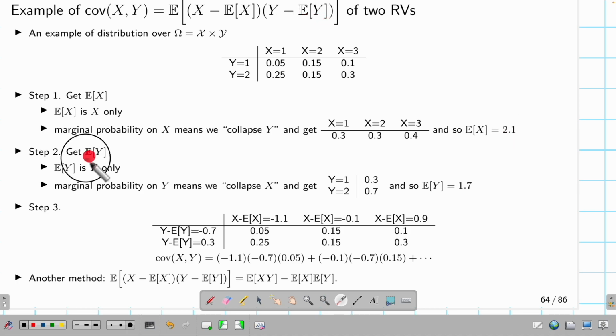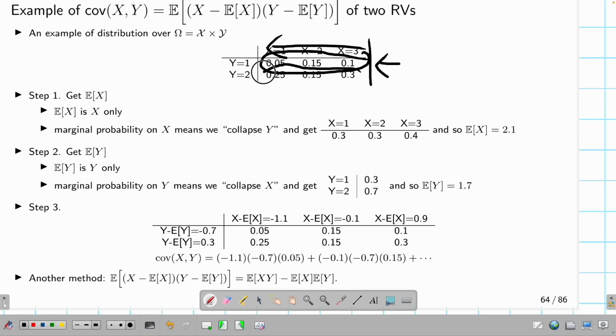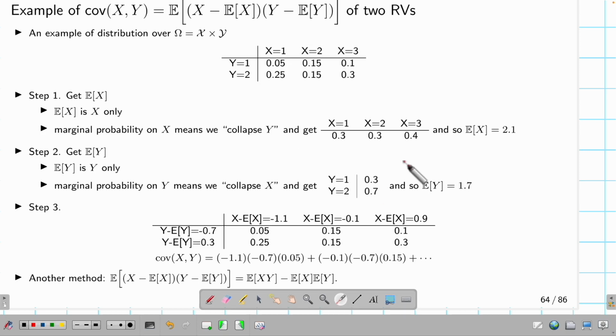Now we need to find this guy. This guy is y only. That means we need the marginal probability of y. We get the marginal probability of y from this table by compressing along the x direction. That means you can imagine I press this table towards this side. That means I sum all these numbers together, I sum all these numbers together. It gives me this table. So in this table we have y equal to 1 with a chance 0.3, y equal to 2 with a chance 0.7. So the expected value of this guy will be 1 times 0.3 plus 2 times 0.7, which gives us 1.7. So now we have both E[x] and E[y].